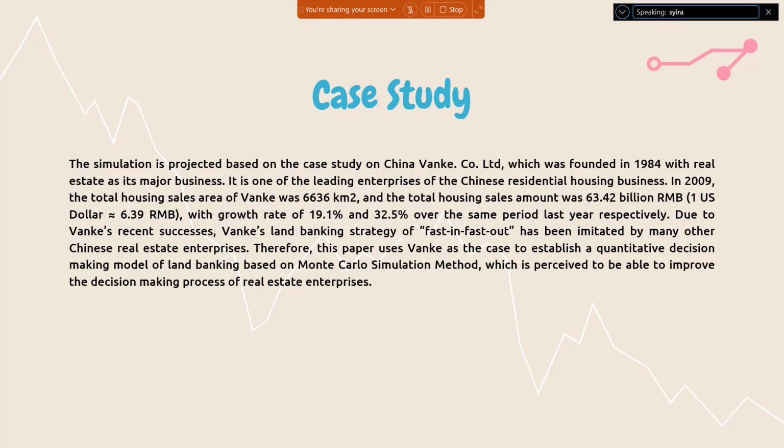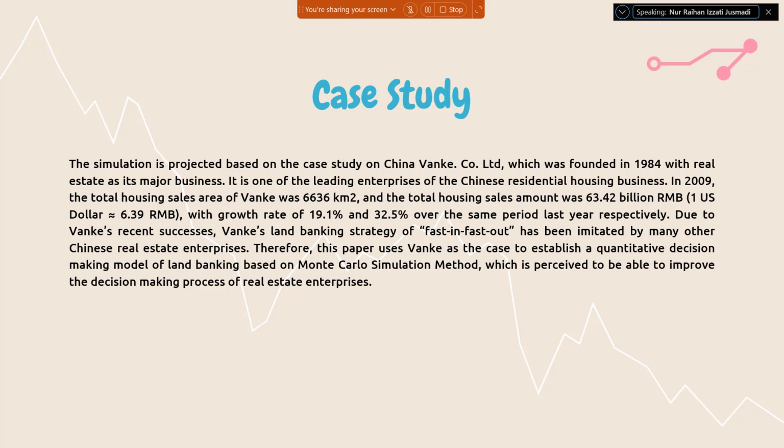For the case study, the simulation is projected based on China Vanke Co. Ltd., which was founded in 1984 with real estate as its major business. It is one of the leading enterprises of the Chinese residential housing business. In 2009, the total housing sales area of Vanke was 6,636 km², and the total housing sales amount was 63.42 billion RMB, where $1 is approximately 6.39 RMB, with growth rates of 19.1% and 32.5% over the same period last year respectively.